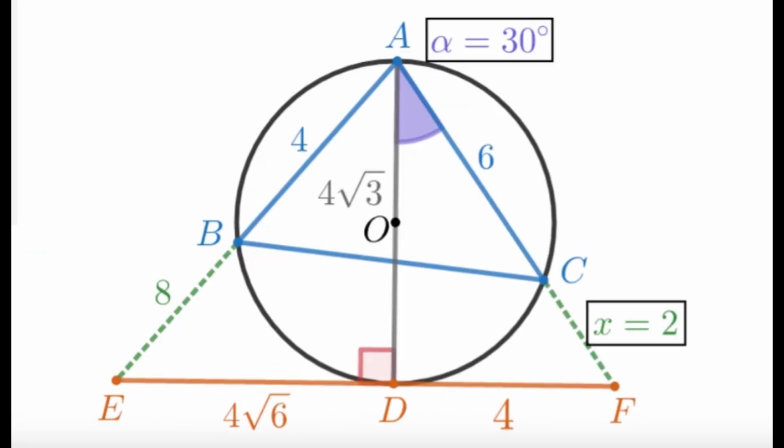Anyways, to wrap up, CF here would have a length of 2, and angle alpha, angle DAF, would be 30 degrees. And these will be our final answer.